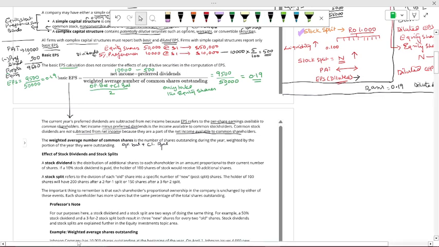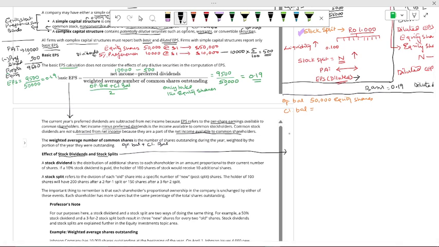Now, effect of stock dividends. Here we are going to understand how the number of shares will increase. See, the opening balance will be how much? 50,000 equity shares. We'll come to the closing balance at a later stage. Now what will happen? You take this as an example. You are talking in terms of stock dividends.